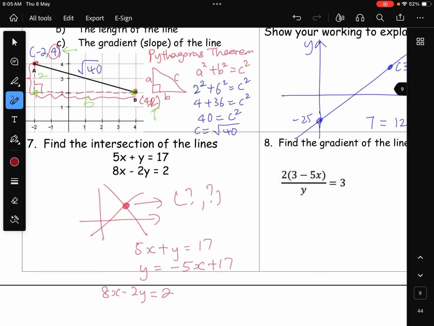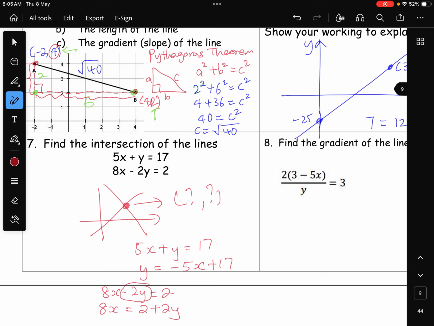Now this might become a problem for some of you. So what you could do is bring the negative 2y to the other side of the equation. So it will look like 8x equal to 2 plus 2y. Because if this is negative, then you want to make sure you add it so that it's eliminated from the left side of the equation.